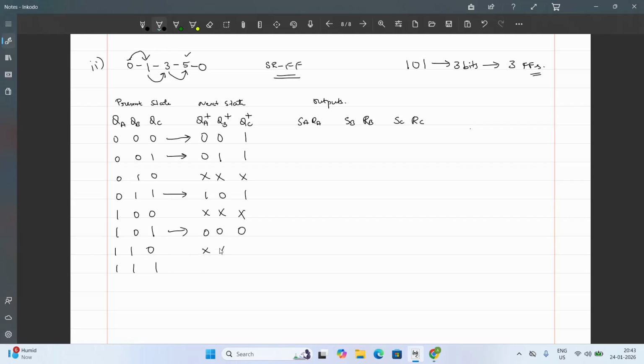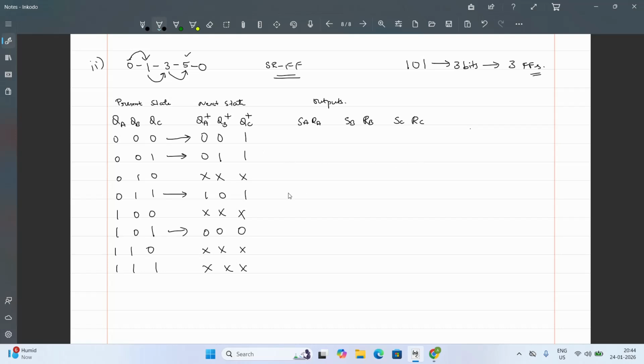There is no 6 in the question, so X, and there is no 7 in the question, so X. I hope this is clear now. If the number is given in the question, for that number write the next value according to the question. For all those numbers which are not there in the question, put X in the next state. So this is how you write the table for next state when a random sequence is given.